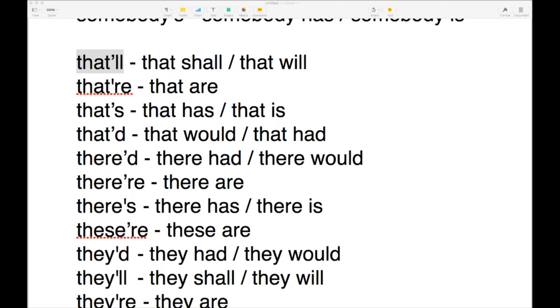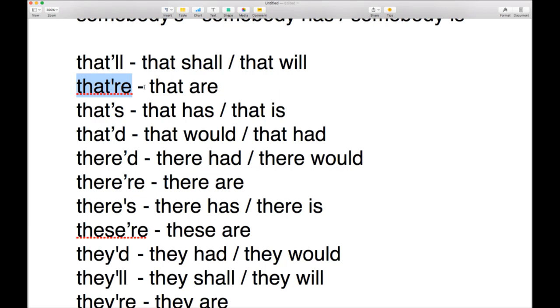Okay, so the next one is that'a. Never write this down. I hear this sometimes, but I would never see it written. It would be odd to see it written. And it means that are.